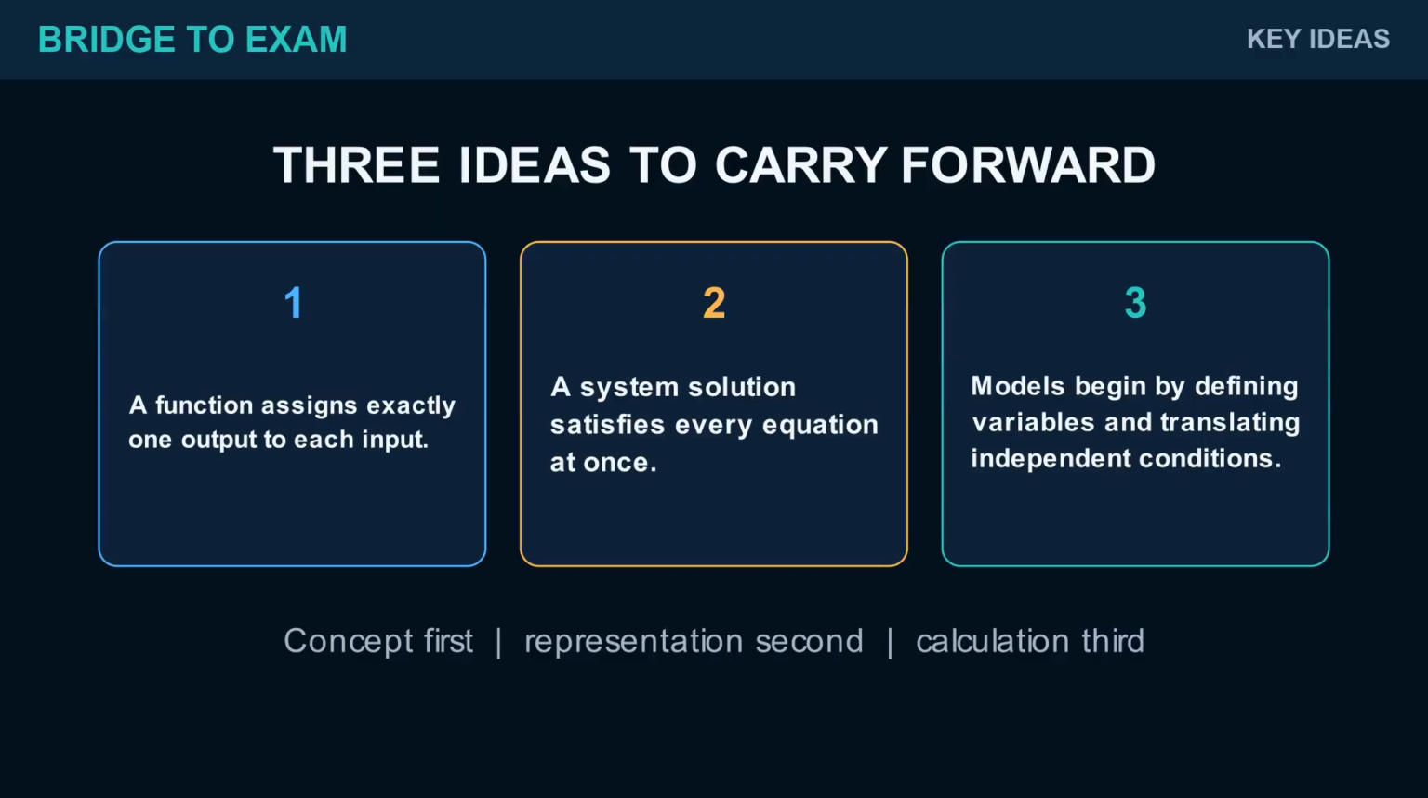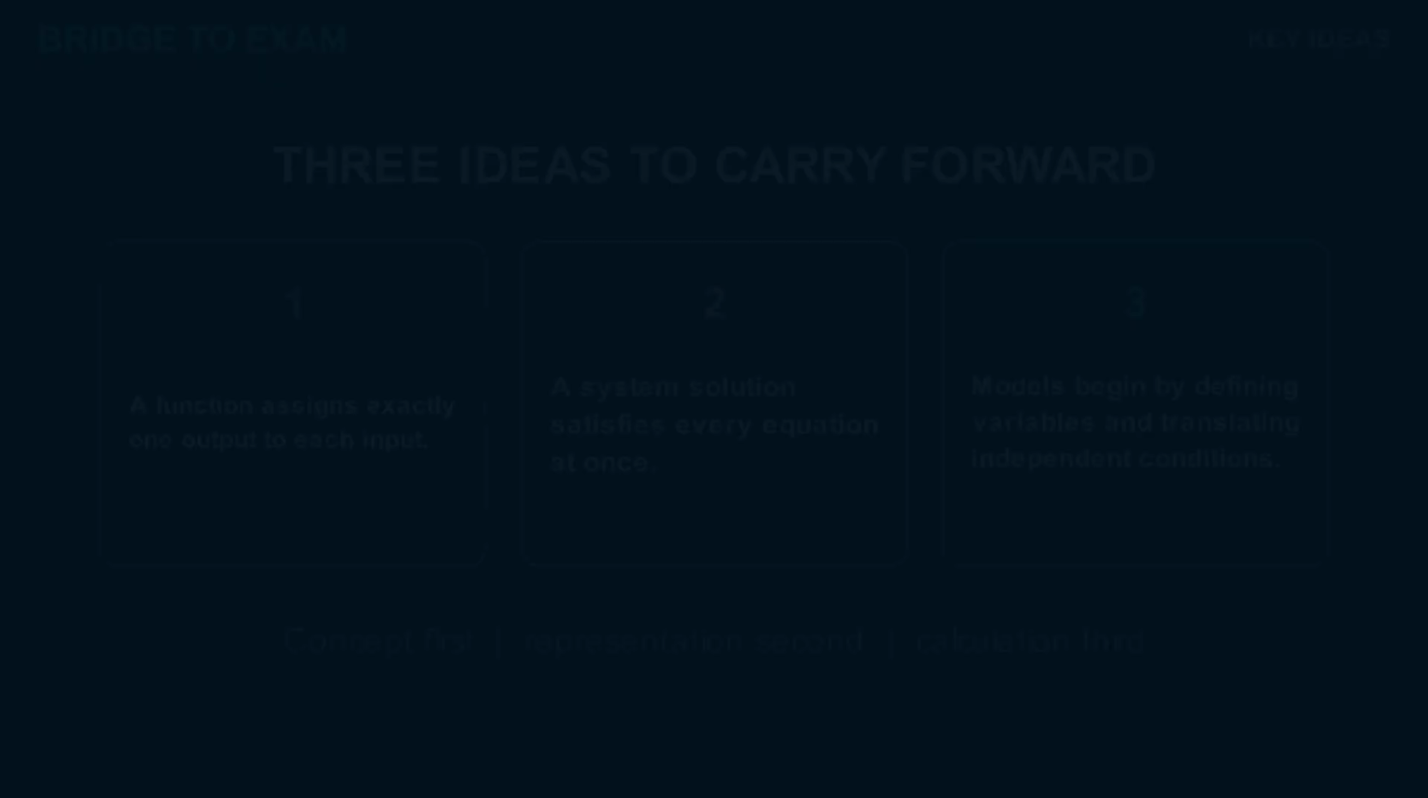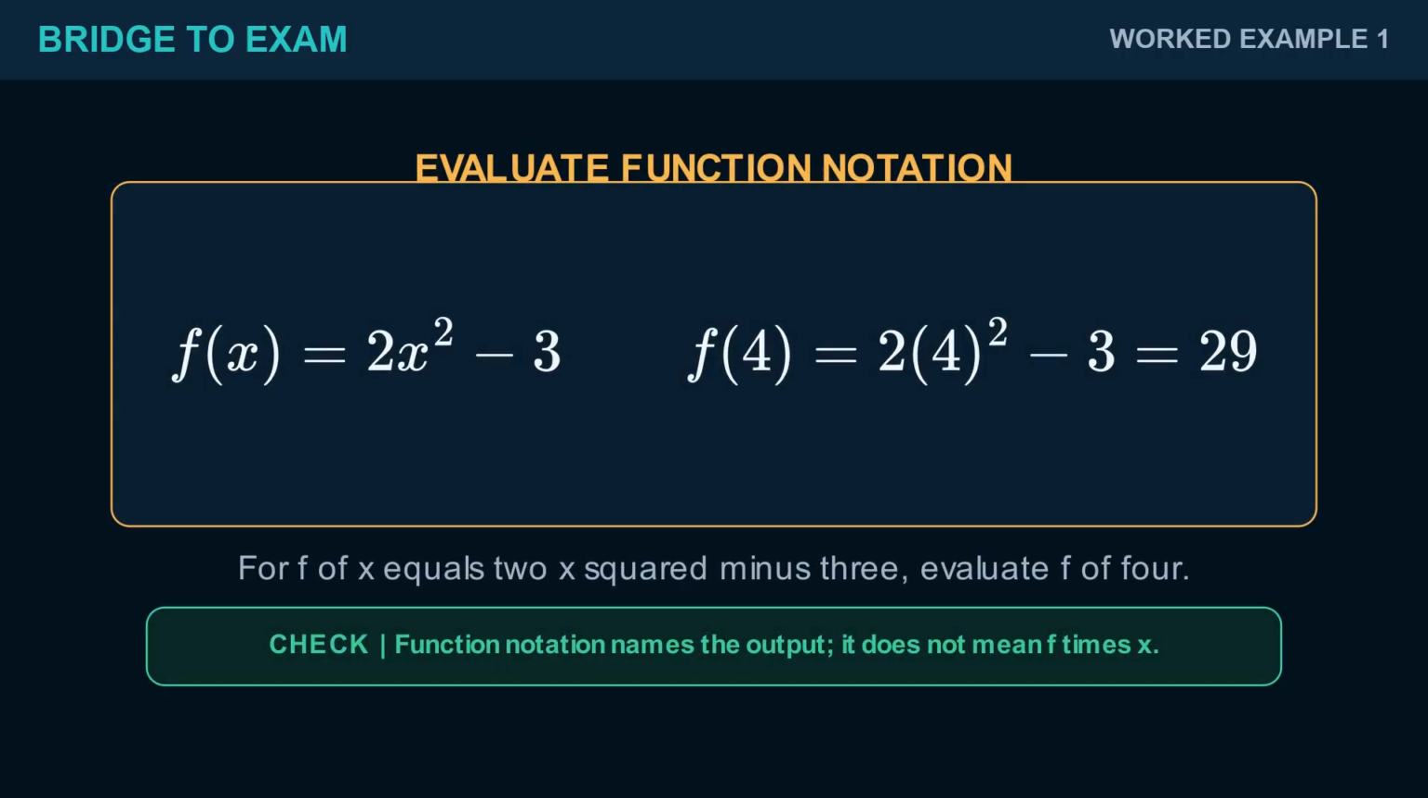3 ideas organize the lesson. First, a function assigns exactly one output to each input. A system solution satisfies every equation at once. Models begin by defining variables and translating independent conditions.